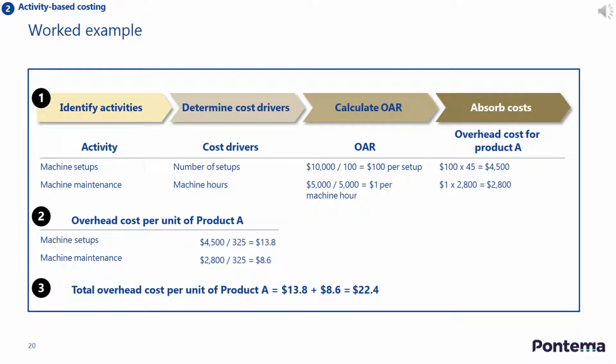Using the four-step process, you can calculate the unit cost of Product A. Firstly, determine the key activities, followed by the cost drivers, overhead absorption rates, and overhead costs for Product A. Then divide the cost pools by the total number of budgeted units to arrive at a total overhead cost per unit for Product A.